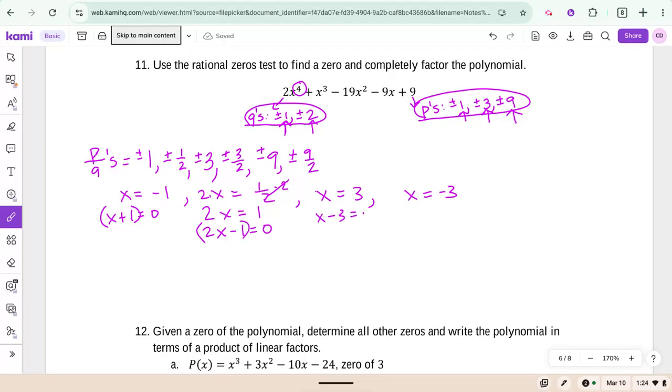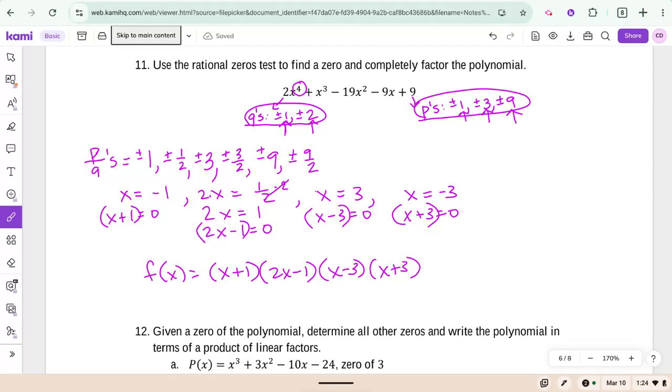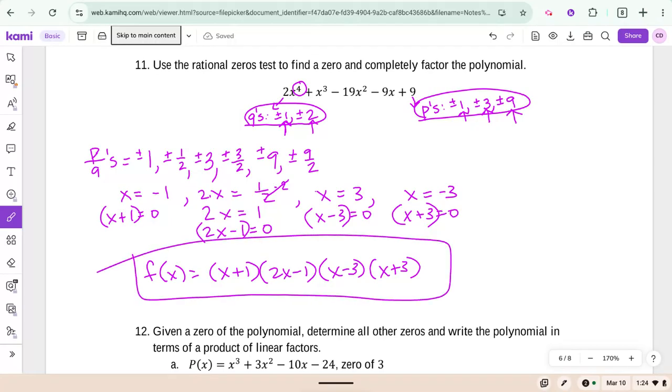Subtract 3. Add 3. All right, so here we go. My function is x plus 1 and 2x minus 1 and x minus 3 and x plus 3 in any order that you like. And I see this 2 here and this 2 here, so I know that that's going to work out lovely.